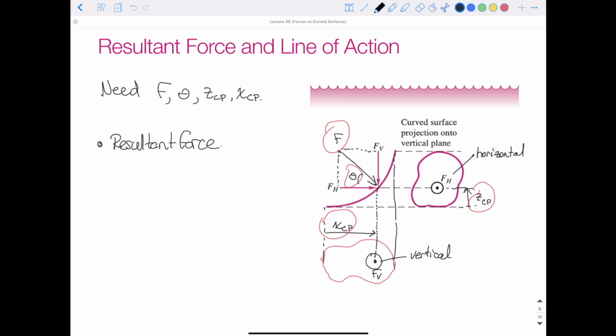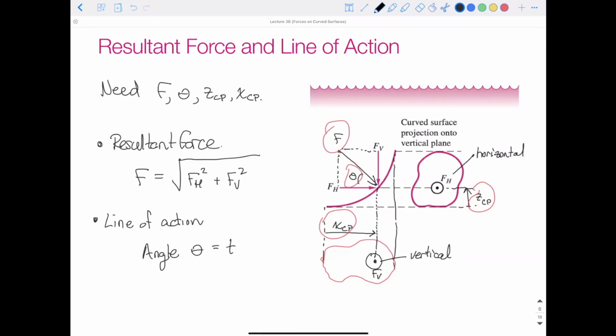said it's the vector sum, so the magnitude of that force is going to be the square root of the sum of the squares of the components. So FH is the horizontal component and FV is the vertical component of our resultant force. And then our line of action has an angle of theta, which is equal to the inverse tan of our vertical component divided by our horizontal component.